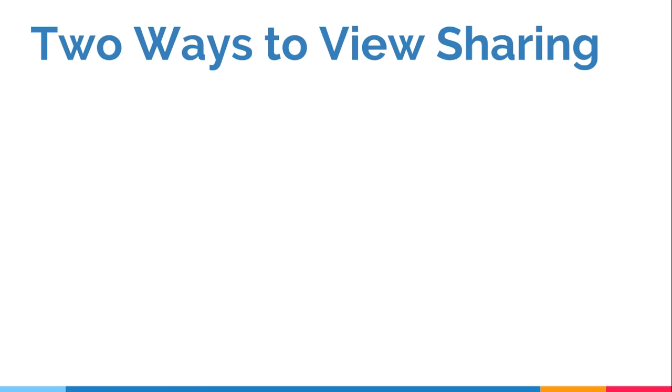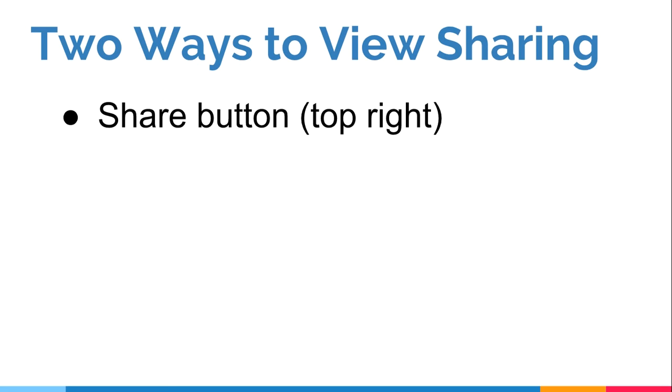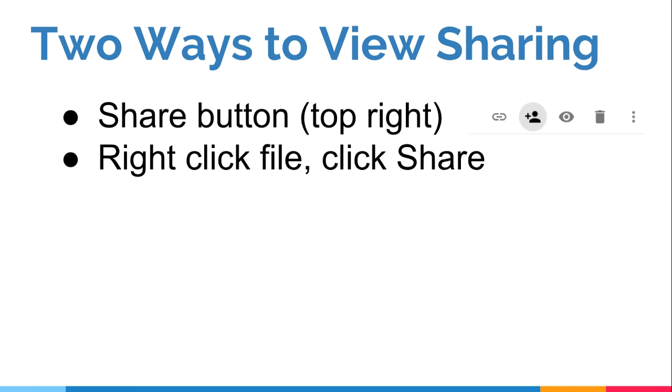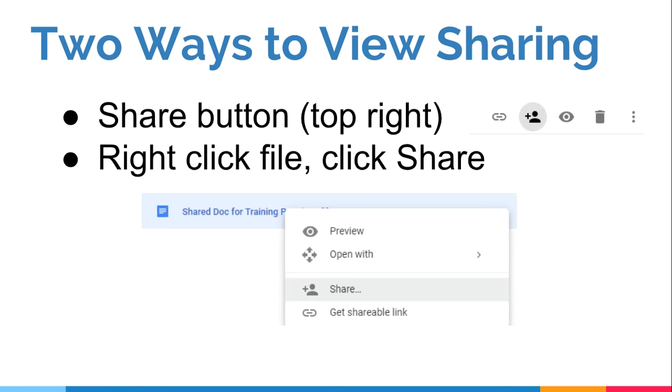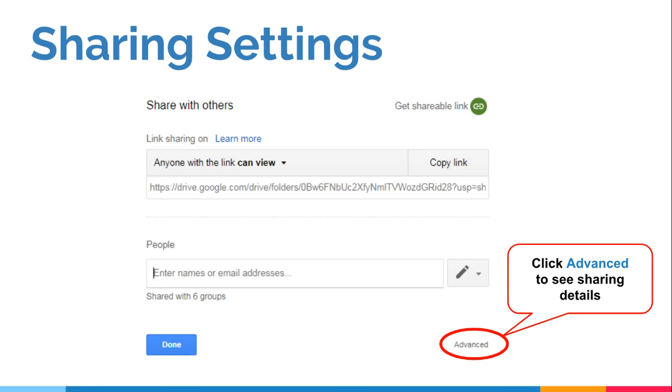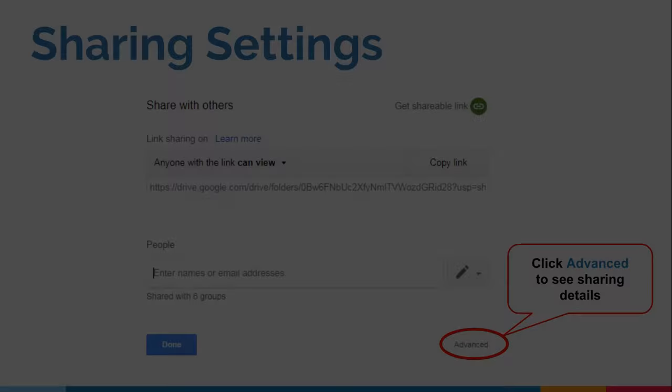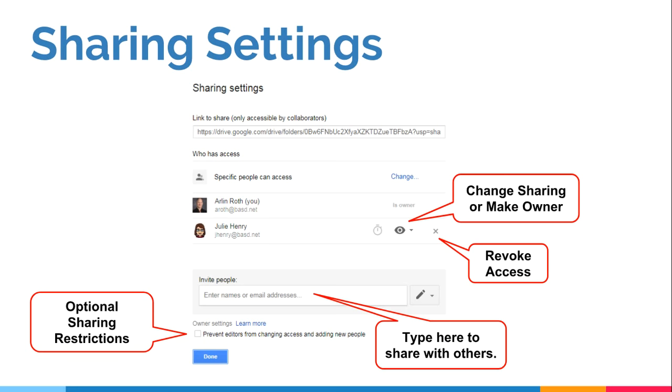Shared files and folders. Sometimes there's confusion about who has access to a file or folder. So one way to find out is to select the file or folder and then click on the sharing button either at the top right, or right-click the file or folder and then click Share. When the sharing settings open, go to the bottom right and click Advanced. This shows you who has access.